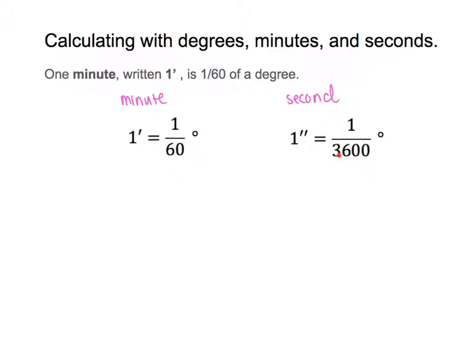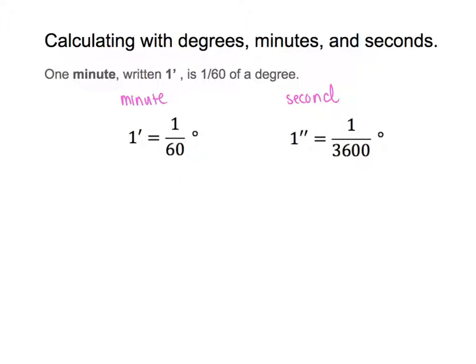1/3600th of a degree, which makes sense because if this 1 minute is 1/60th of a degree, then there are 60 seconds in a minute. So we have to divide this number by another 60, which makes the 3,600th of a degree. Sorry, that's really hard to say with all these numbers.